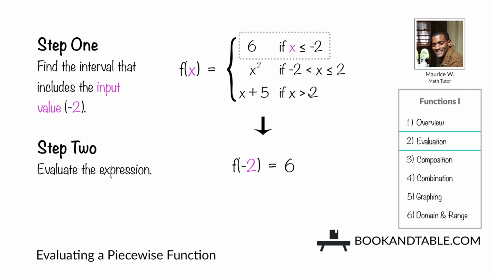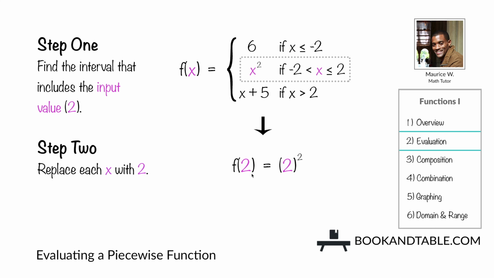So if we look at the intervals, x is less than or equal to -2. So that's our input value. And here we see the function has a value of 6. So f of -2 is equal to 6, and that would be the final value of the function at this input.